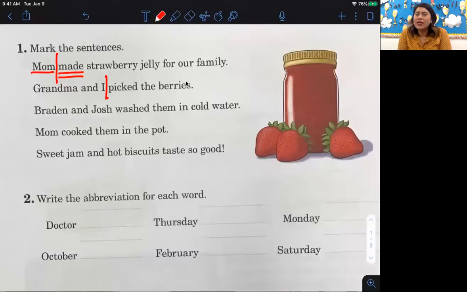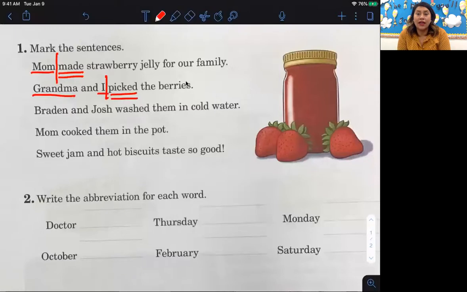And who was it who picked? What is the who or what of the sentence? They try to trick you sometimes, okay? Sometimes they put two people or two different subjects. So this one is Grandma and I. Don't forget and I. So I'm going to underline Grandma and I. And what did Grandma and I do? We picked. That's the action. Our action word is pick, so we're going to underline it two times. Good job, friends.